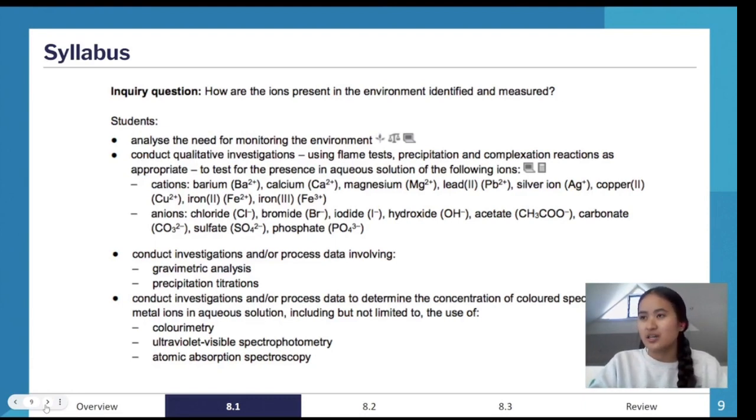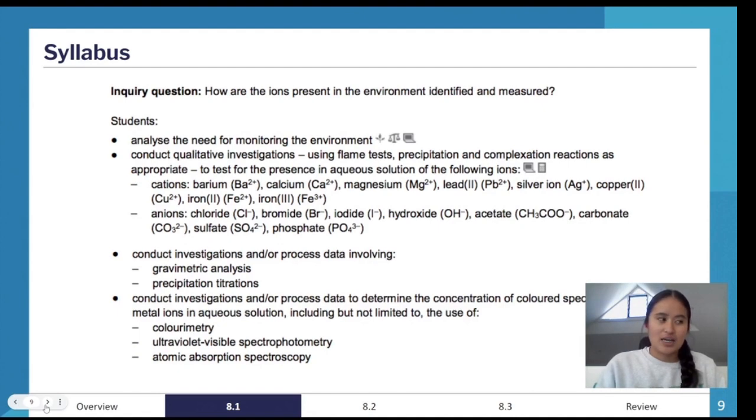The main inquiry question is, how are the ions present in the environment identified and measured? So basically, you can break this down into 3 parts. The first part is monitoring the environment. This one's a really easy one. You just have to be able to articulate why we need to monitor the environment. Then the second one is qualitative investigations. This is figuring out what cation is it, what anion is it, based on primarily 2 things, the flame test and precipitation, but also complexation, which is a little bit tricky, but we'll get to that later.